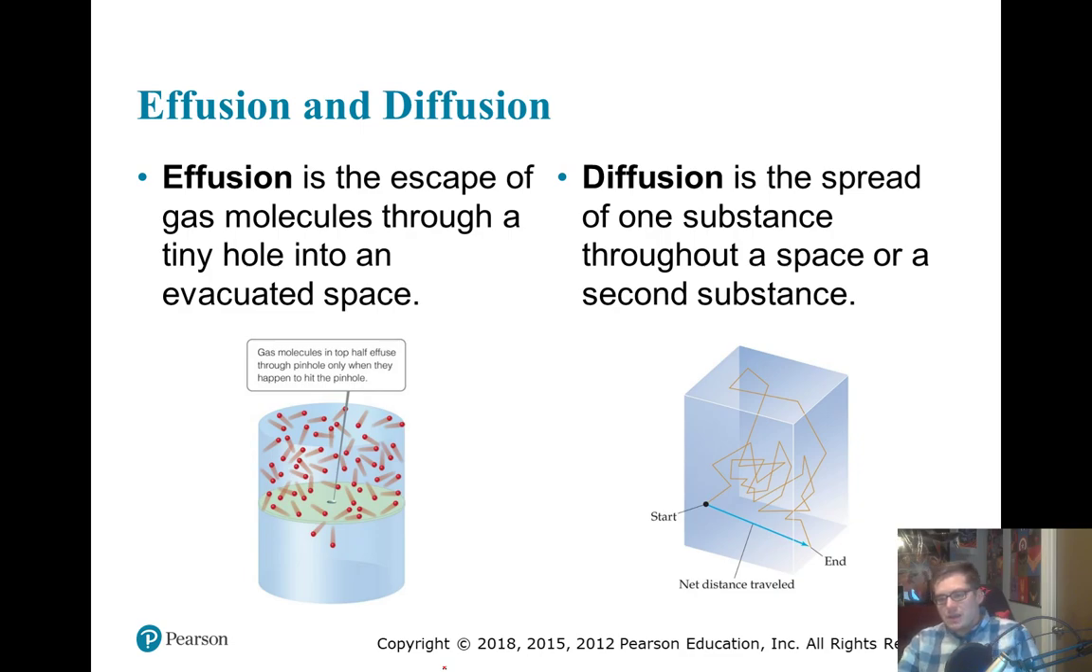Okay, diffusion is the spread of one substance throughout a space or a second substance. So this is if you let some gas off, right? You have a little toot, if you will, and then it'll spread out throughout the room, right? So it's going to spread out over the room. So that's diffusion. So gases effuse if they go through a tiny hole. They diffuse if they're just spreading throughout a second substance.